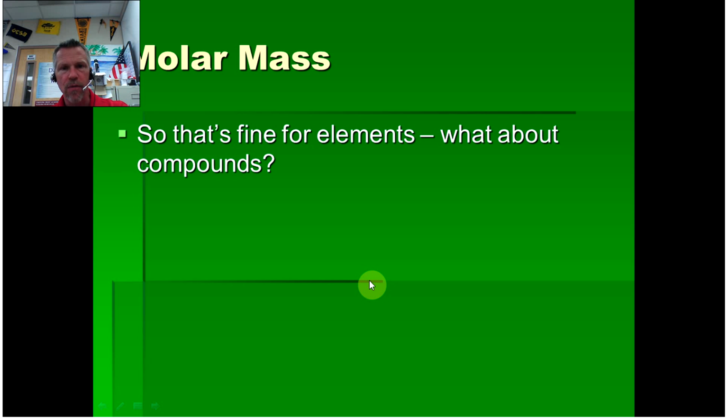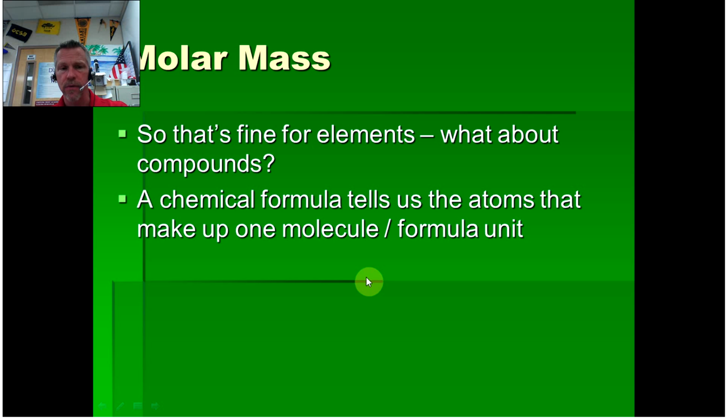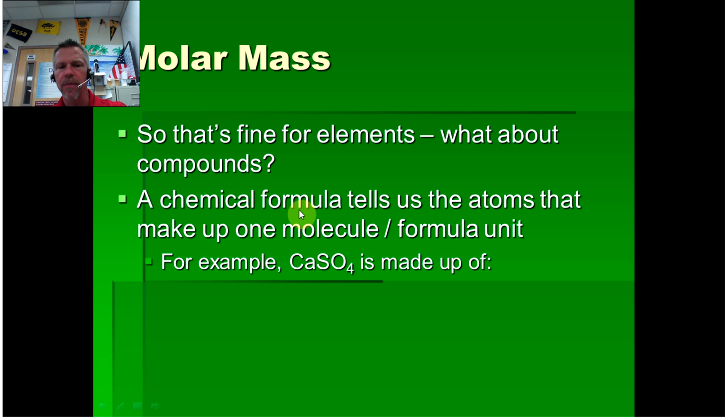Well, that's all fine and well for elements. What about compounds? Remember, a chemical formula, like H2O, tells us the atoms that make up 1 molecule, or 1 formula unit if it's an ionic compound. The number of atoms that make up a molecule. So let's look, for example, at calcium sulfate, CaSO4.